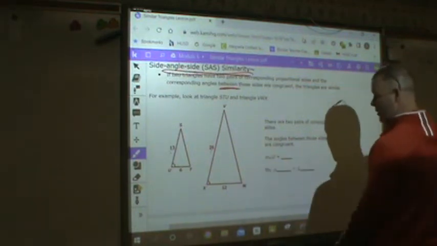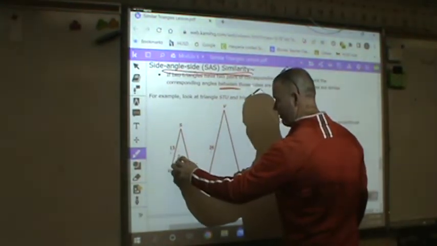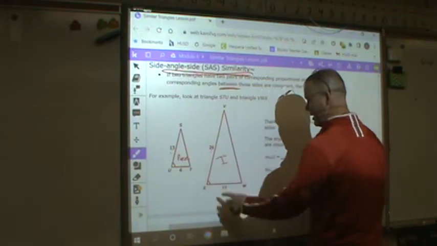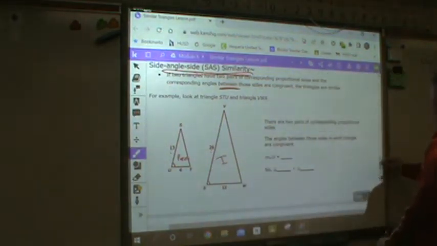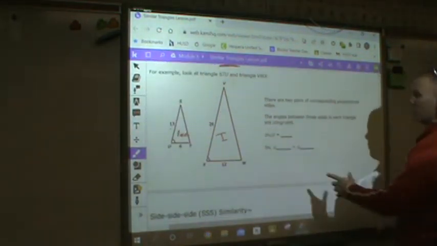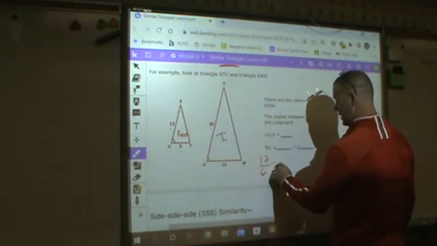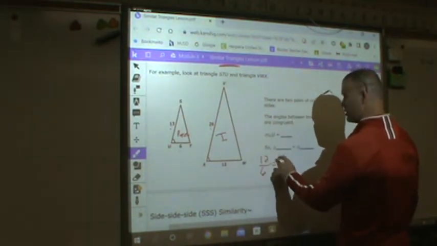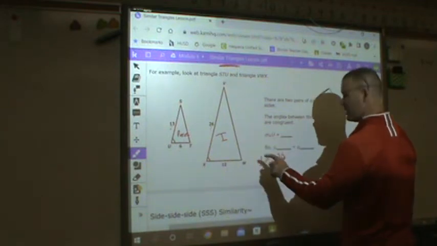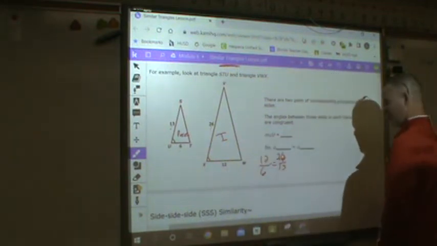How do I know that? Well, compare. We have pre-image to image, and we're just going to check that real quick. We're just going to check and verify that those are the same. Again, image over pre-image. So 12 over 6, is that equal to 26 over 13?